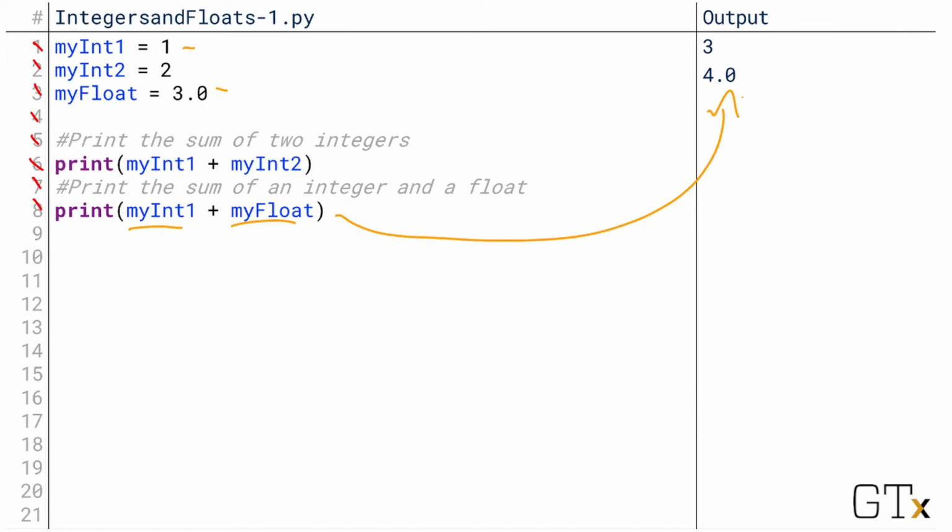get 4.0. The reason for this is because Python can't guarantee that if you add an integer to a floating point number, that the result will be an integer. In fact, usually it won't be. If you added 1 to 3.5, your result would be 4.5, which is another floating point number or another decimal number. So Python intelligently figures out what kind of data type to use in the output based on what kind of data types are used in the input.